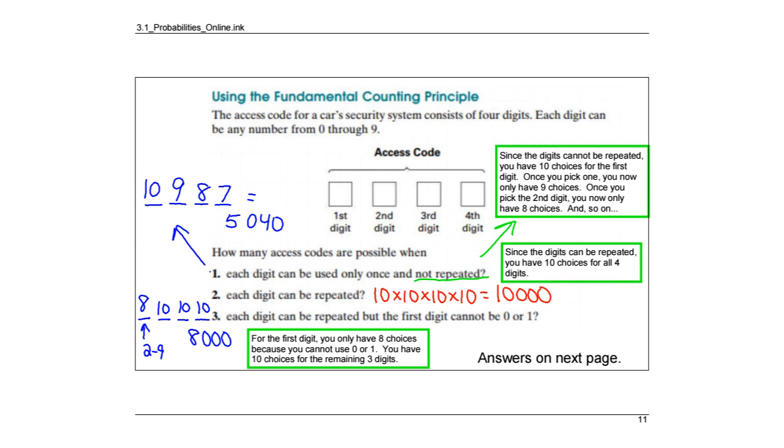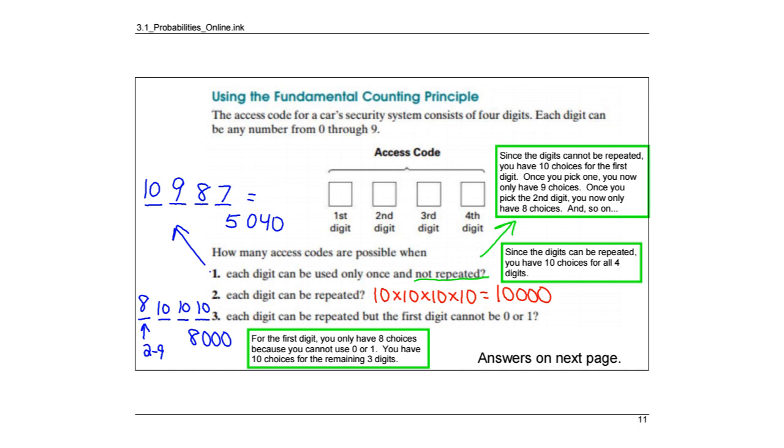So we have a car security system, and you're going to put 4 digits in. And each digit can be any number from 0 to 9. So if they're any number from 0 to 9, I have 10 choices, right? Because I could type a 0, I could type a 1, I could type a 2, all the way up through 9. So I have 10 choices when I go to put that first digit in.